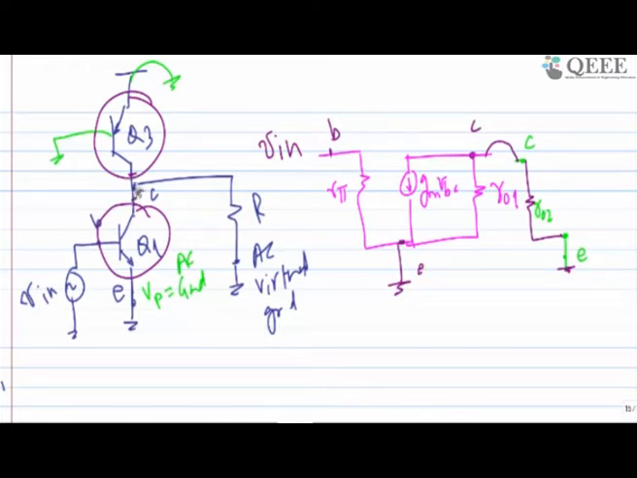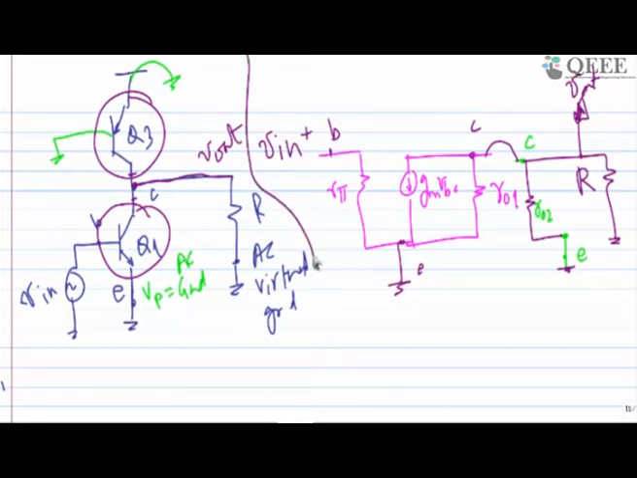Where both the collectors are shorted to each other, there is one more branch, a resistance to ground, and this potential we are going to call Vout. This is Vout. I'm interested in finding Vout. So this is the effective small signal model of what we have drawn on this side. Now I know that gain is equal to minus gm times Rout.